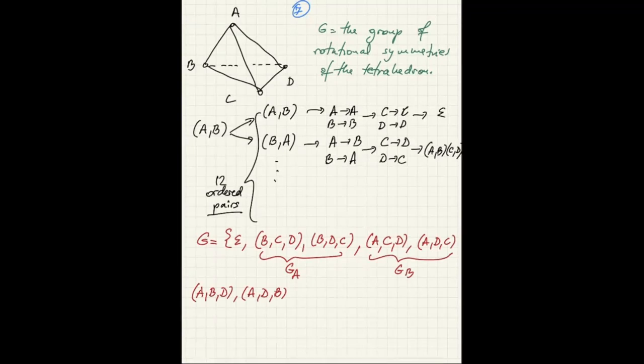Okay, so let's fix C, and then we have (A, B, C) and (A, C, B). This one fixes D, along with the identity in the stabilizer of D. And then we have these other permutations, which swap these pairs of vertices, AB with CD.